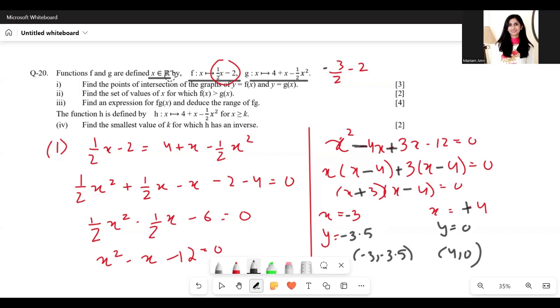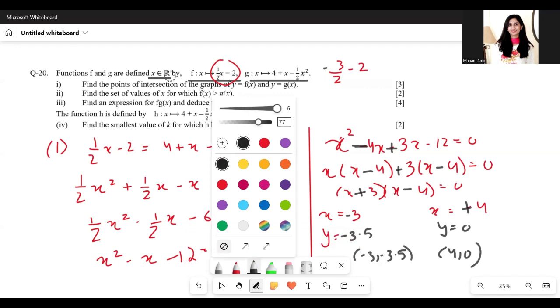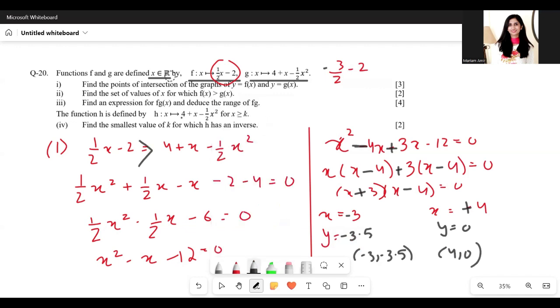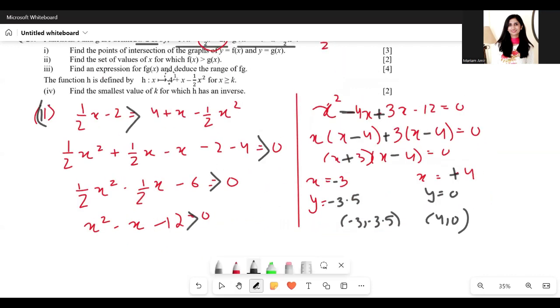Okay. Next it says, find the set of values of x for which f(x) is greater than g(x). So we've already substituted f(x) equals g(x). Now we're going to write an inequality sign here. This is the working for part 2, by the way. This will become greater than 0. Now we already know the roots, negative 3 and 4 from part 1. So from part 1, we know that x comes out to be negative 3, x comes out to be 4. Now, since this is greater than 0, you write the final answer as x is greater than the bigger value, x is less than the smaller value. So these two are the answers when it's greater than 0.